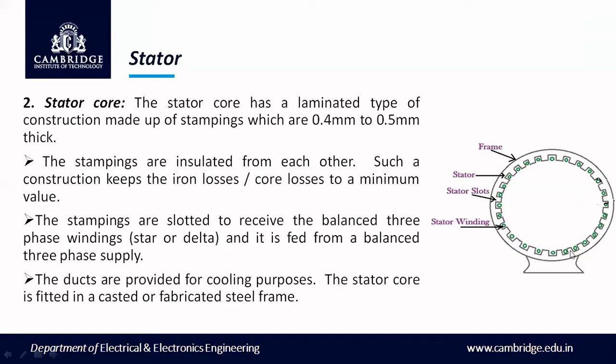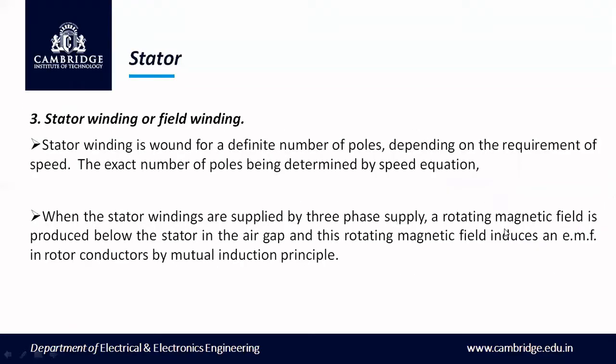The stator core is made up of stator slots and it is the laminated one. Inside this we are going to place the stator windings, the stator winding or the field winding. The stator winding is wound for a definite number of poles depending on the requirement of the speed. So at whatever speed the stator field has to rotate, depending upon that speed, we are going to wind the number of windings. Depending upon the number of poles and the speed, the windings will be wound.